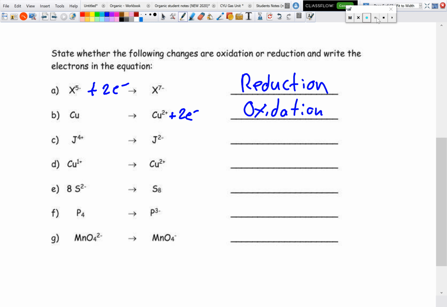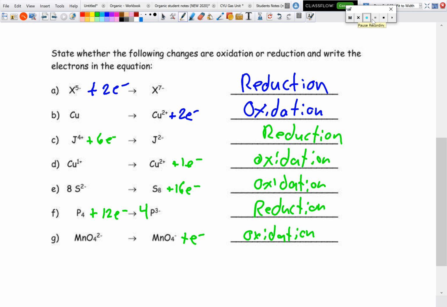And the answers to the other ones are going to go up in 2 seconds. And these are the answers for C, D, E, F, and G. Now specifically, just double check your answers for F, if you had that one here, because you did need to balance the mass first, because we had P4, an element of phosphorus, going to P3 minus. So you need to stick the 4 in front. Then this made the total charge over here 4 times -3, which is -12. And then, of course, that's why we needed 12 electrons over there.